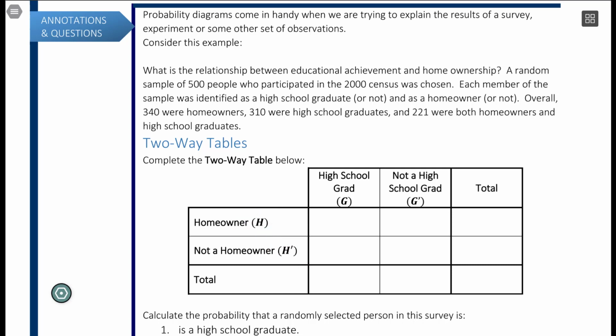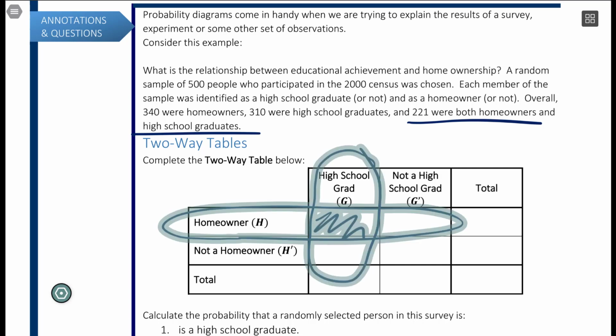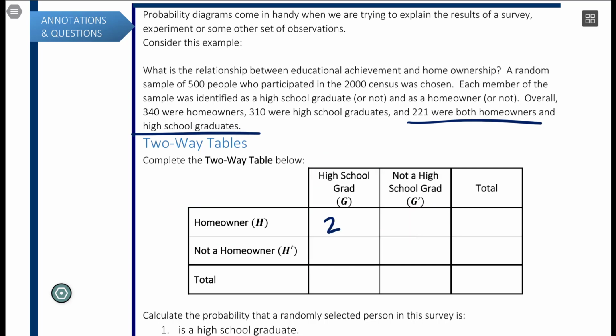Now, let's go ahead and work backwards with this, because that's going to be an easy way to start to understand how the table works and how we can read it. 221 were both homeowners and high school graduates. So we want to think about where's the intersection between somebody being a high school graduate and a homeowner? My homeowners are represented here and my high school graduates are represented here. The intersection is this one right here, and that is our 221 people. So let's go ahead and fill that in.